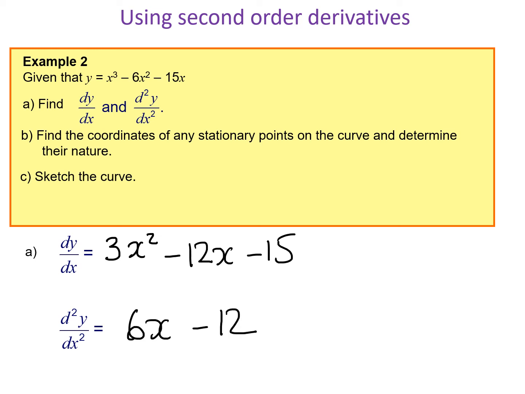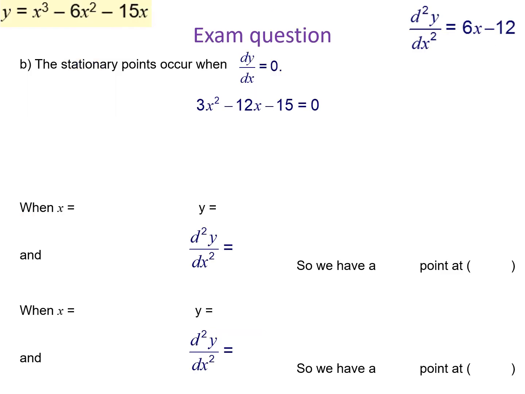So that's part A done. Find the coordinates of any stationary point on the curve and determine their nature. Remember, stationary points occur when the gradient of the graph is 0. That's what stationary means, going nowhere. So dy/dx equals 0. So we set our dy/dx equal to 0.